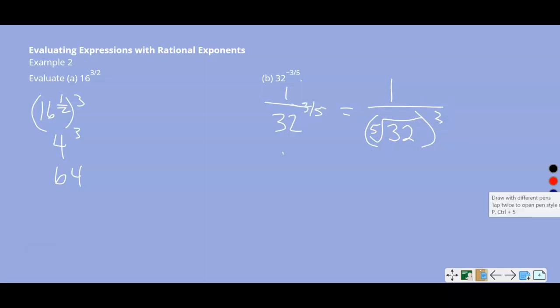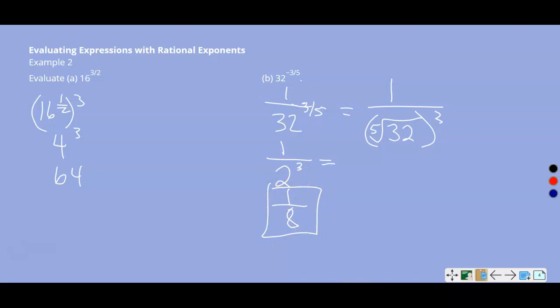Now I know that the 5th root of 32 is 2, because 2 to the 5th power is 32. I know 2 times 2 is 4, times 2 is 8, times 2 is 16, 16 times 2 is 32. So the 5th root of 32 is 2. And hopefully you have pretty good number sense and you can figure that out fairly quickly. And then 2 to the 3rd power is 8. So the answer is 1 over 8.